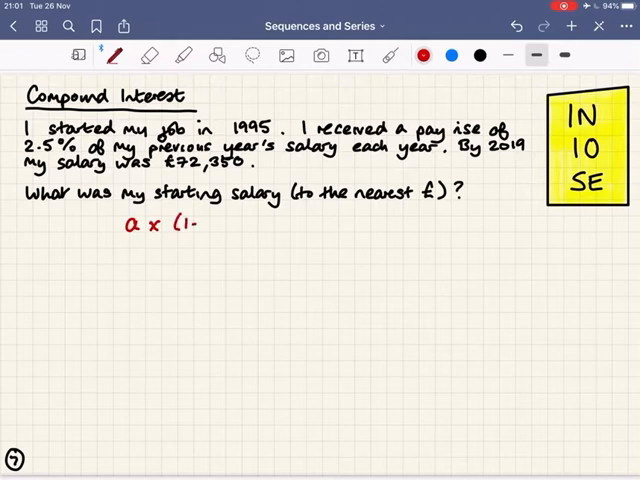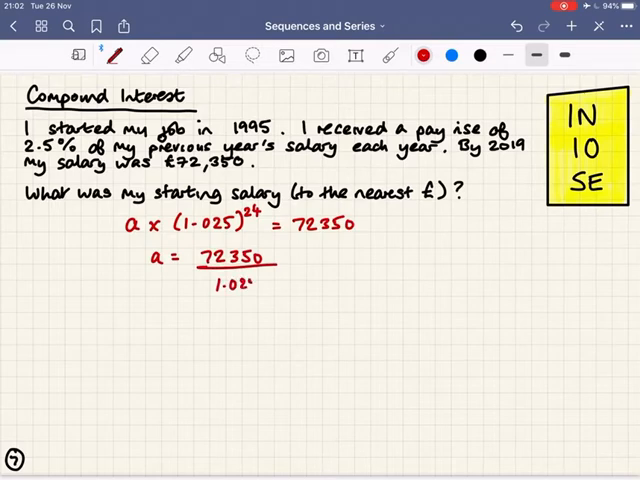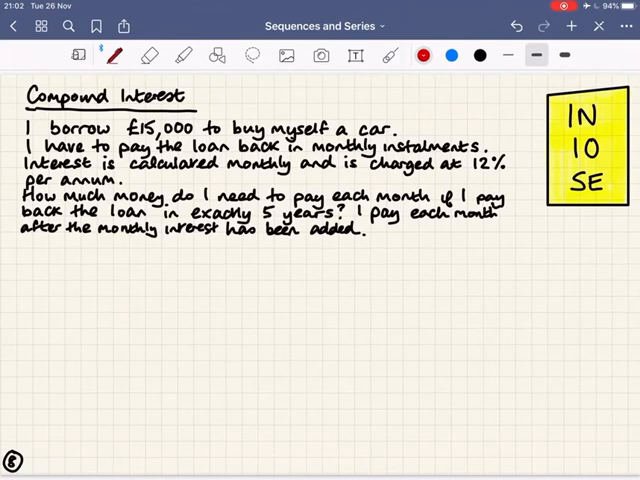So 1.025, a 2.5% interest, to the power of 24, because it happened 24 times, equals 72,350. And then this is just about working backwards. So A must be equal to 72,350 divided by 1.025 to the 24. And if you work that out on your calculator, you'll see it comes to the nice round figure of 40,000. That was my starting salary. Now, let's finish with a really tough question.